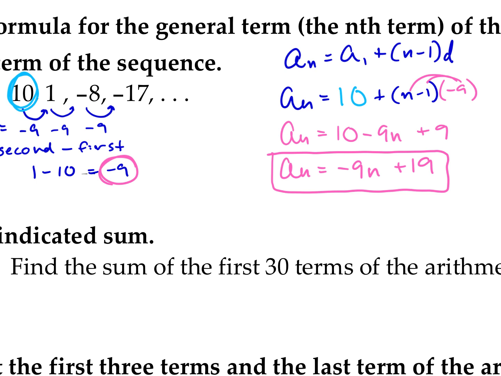What else is this question asking me for? The 20th term. So how do I find the 20th term? Plug in 20 into the n. So a sub 20 is equal to negative 9 times 20 plus 19. So we plug this in the calculator. Negative 9 times 20 would be negative 180 plus 19. We get a sub 20 is negative 161.